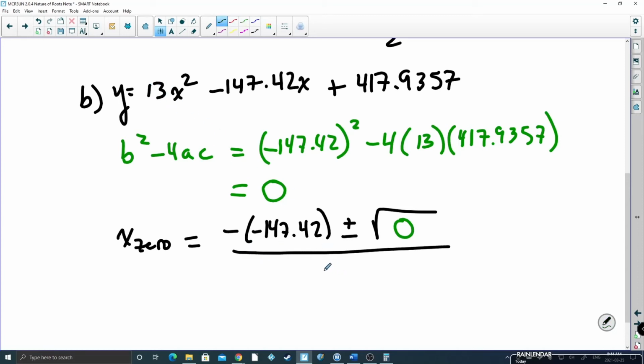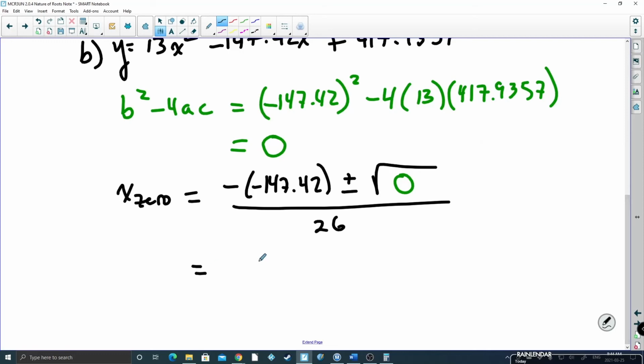So 2 times 13 is 26. Because I have a plus or minus root 0, the root of 0 is just 0. So even if I added 0 or subtracted 0, I'm going to get the exact same answer either way. So you can just simplify this to 147.42 divided by 26, and that would be your only x value where the parabola touches the x-axis. So it's touching the x-axis at only one point. And you could divide this if you needed to find out what exactly that point was.